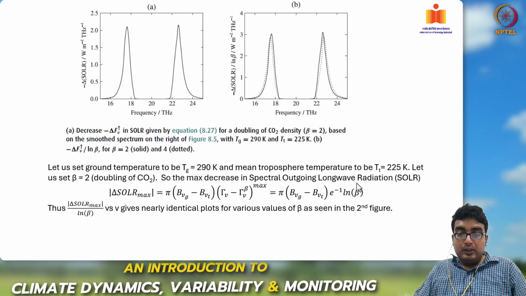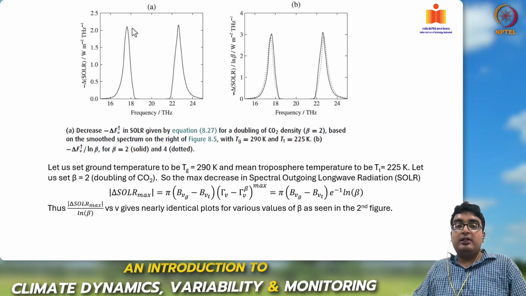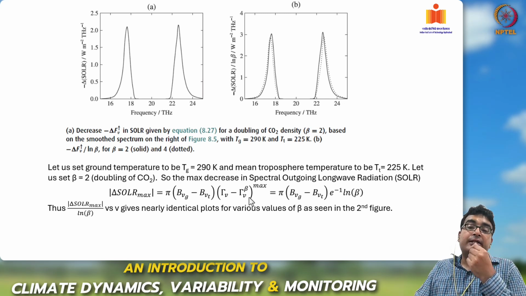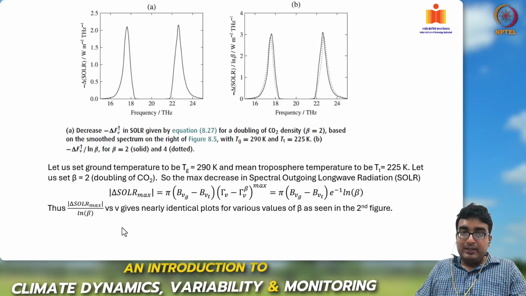Okay. So this is the expression which will give you the maximum values here. Now you can see that given a constant ground temperature and constant tropospheric temperature, the maximum change in the outgoing long wave radiation depends only on beta, everything else is constant. So delta SOLR max by log beta will be very nearly identical.